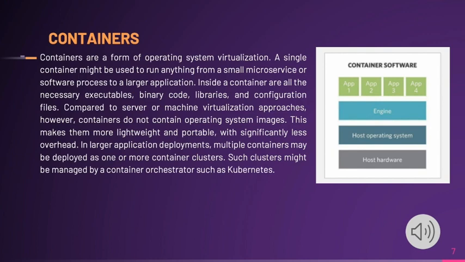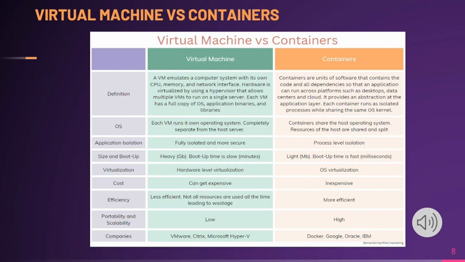So how does a container work? It is an abstraction at the application layer, whereby code and dependencies are packaged together. So it is possible to run multiple containers on one machine. Each container shares the OS kernel with other containers, each running as an isolated process. This is virtual machine versus container.